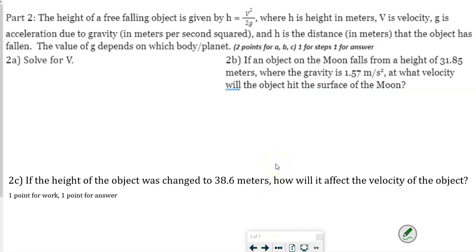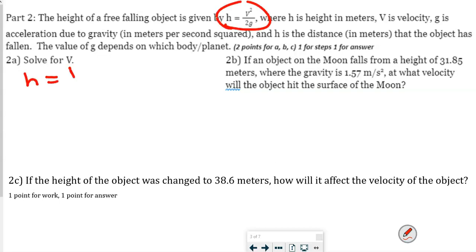All right, so this next one says the height of a free-falling object is given by h equals v squared over 2g, where h is height in meters, v is velocity, g is the acceleration due to gravity in meters per second squared. H is the distance in meters that the object has fallen. The value of g depends on which body or planet we're on, okay? So this is asking us to solve for h. So we're going to take our original equation right here, and we're going to put it in here. We're going to solve for h.